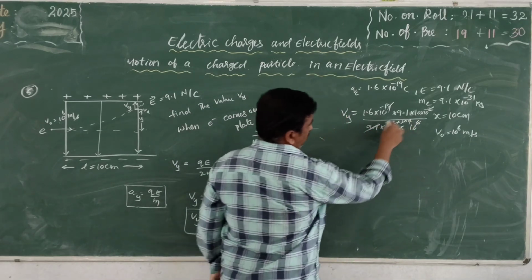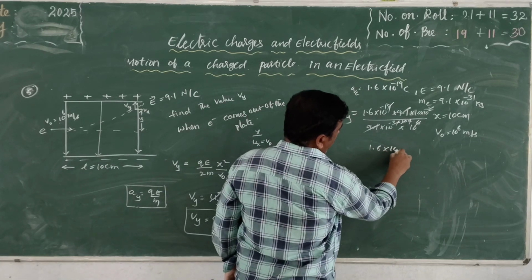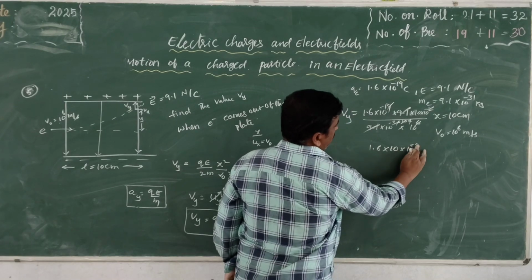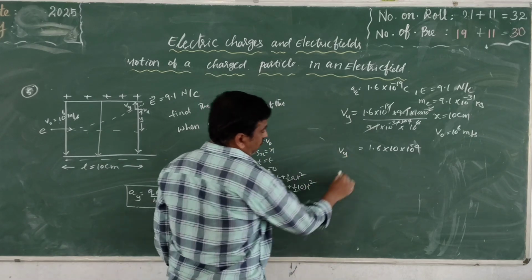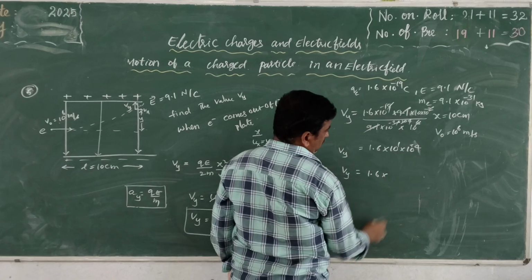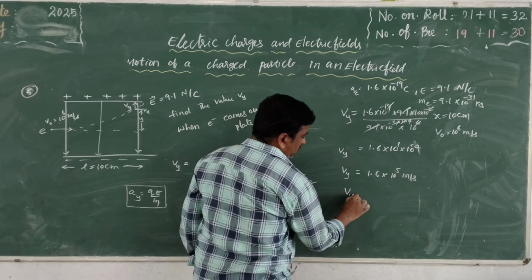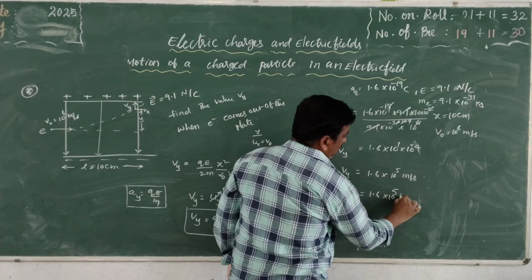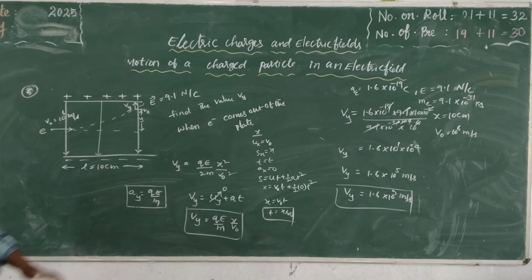The 9.1 and 9.1 cancel. Now we have 1.6 into 10, with 10 power minus 4 in the denominator, so the numerator becomes 10 power plus 4. So Vy, the final velocity of the charged particle, equals 1.6 into 10 power 4 plus 1, that is 10 power 5 meter per second. So the final velocity of the charged particle when it just crosses the plates is 1.6 into 10 power 5 meter per second.